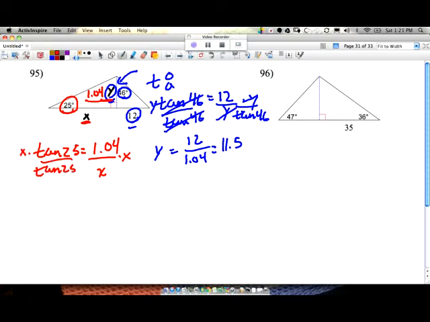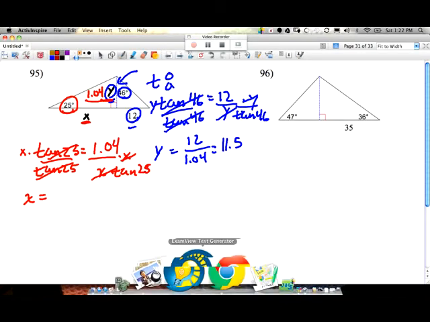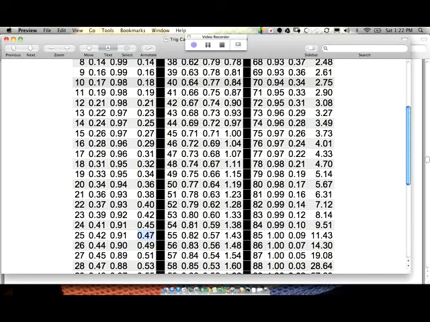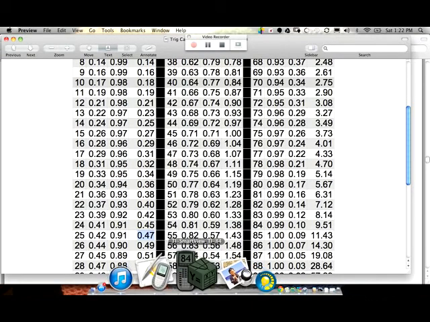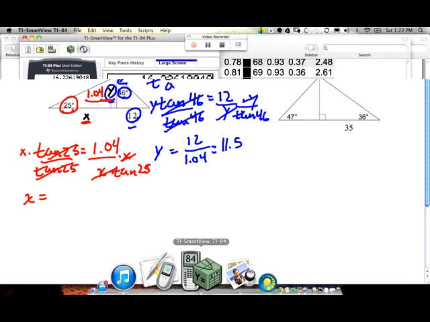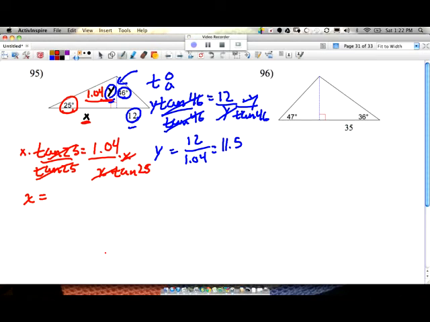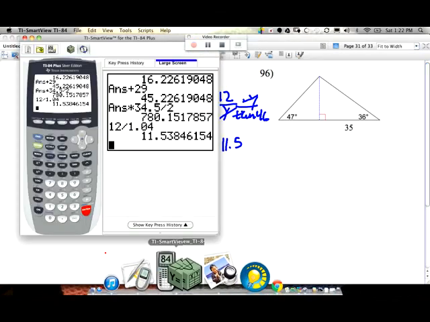Well, let's see what we would get. All right. Tangent 25, first we got to start with that, is 0.47. And the number we're looking for is 1.04. Is that right? No, that's not 1.04. Oh my goodness. You guys are probably shouting at me saying, Mr. Butler, you're an idiot. Can't even do your calculations right. This was 11.5. So 11.5 divided by 0.47 gives us 24.468. How about 24.5?